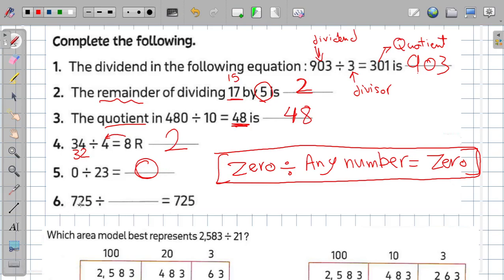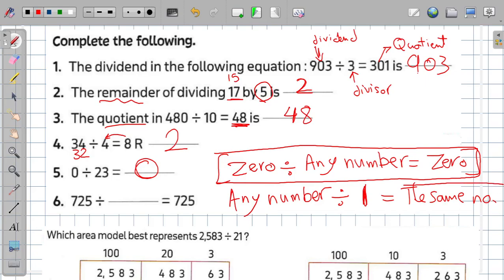Next I have 725 divided by a number is equal to 725. Let's remember this information again. Any number divided by 1 is equal to the same number. Again, any number divided by 1 equals the same number. So I can say 725 divided by 1 is the same number, 725. Okay?